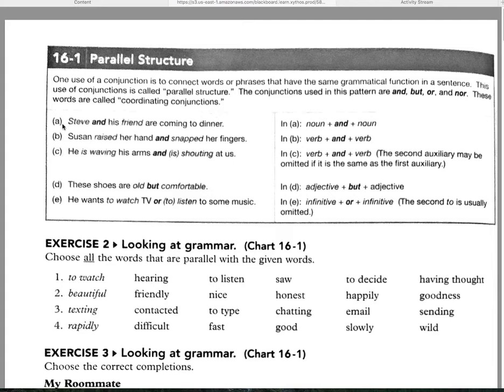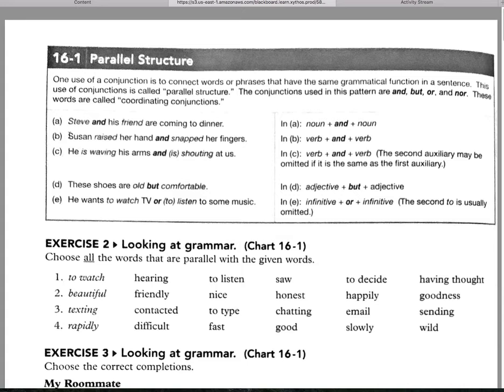So if we look at example A, Steve and his friend are coming over to dinner. You notice Steve is a noun, the conjunction and, then friend. So here Steve and friend, that means noun, conjunction, and then noun.